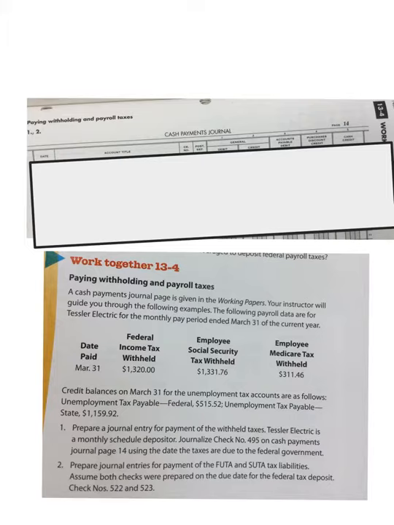I'm going to show you how to do the work together, and then you're going to complete 13.4 on your own. You will take a picture of that and then you will upload that to Edmodo so I can see that you have completed the assignment. Again, this is another short one. It's not going to take you very long. And there's actually only 3 transactions that we're going to be working with today.